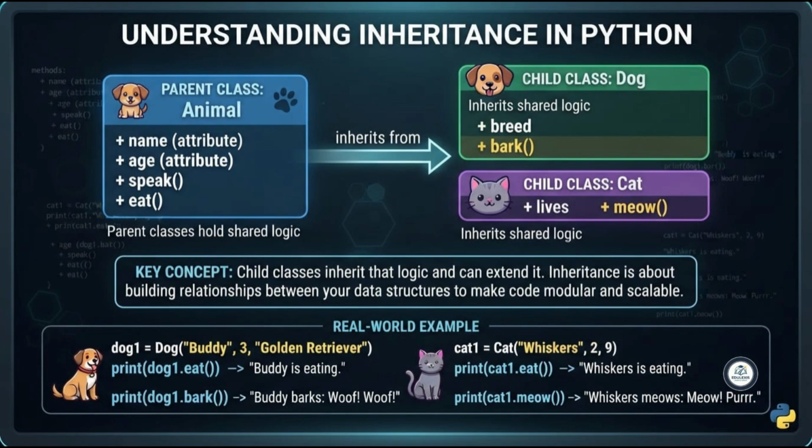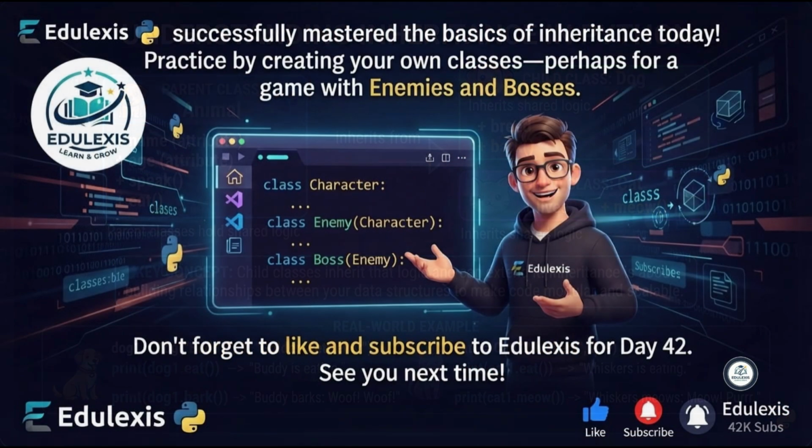Recap: parent classes hold shared logic, child classes inherit that logic and can extend it. Inheritance is about building relationships between your data structures to make code modular and scalable. You've successfully mastered the basics of inheritance today. Practice by creating your own classes, perhaps for a game with enemies and bosses.